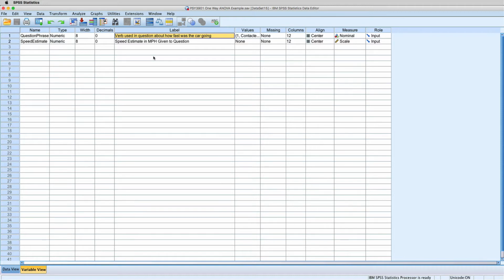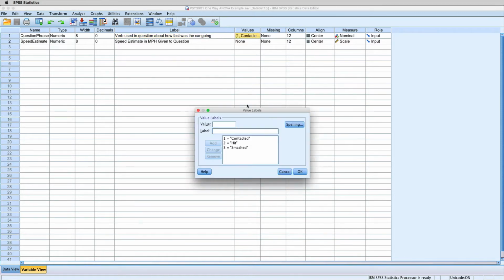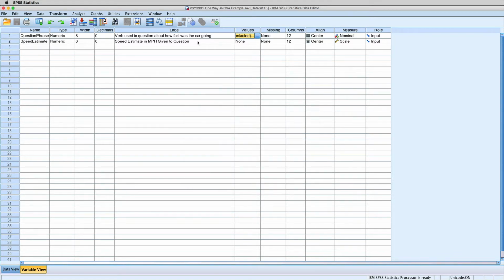We have the question phrasing, which included the verb used in that question, and there's 3 different groups or values: contact, hit, smash. Because we're comparing 3 different groups, this is the reason why we would run an ANOVA in this instance as opposed to a t-test. Had we just compared maybe 2 different verbs that were used in questions, then an independent samples t-test would be appropriate. But because we're comparing 3 in this case, we would want to run an ANOVA. And then we have our dependent variable of the speed estimate, which is a quantitative interval scale ratio measure.